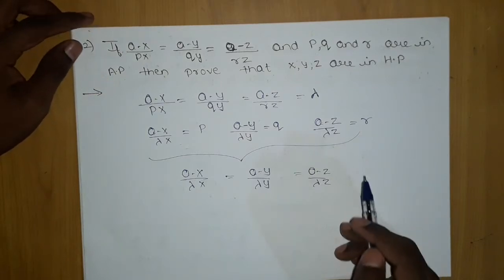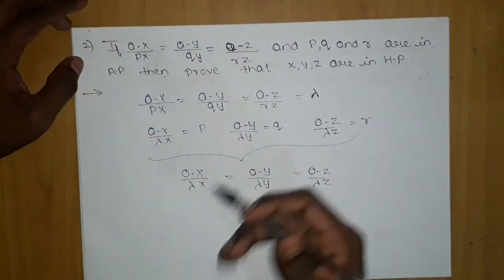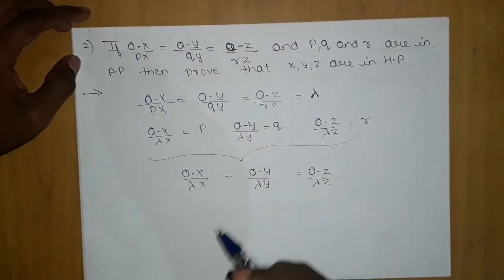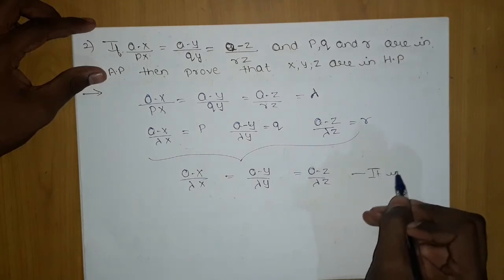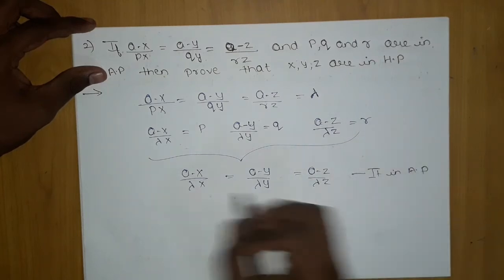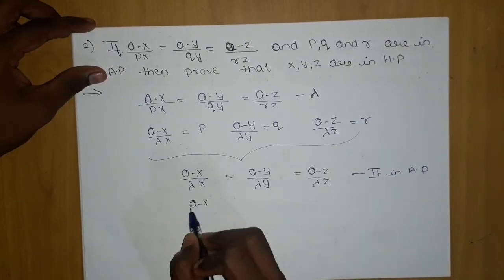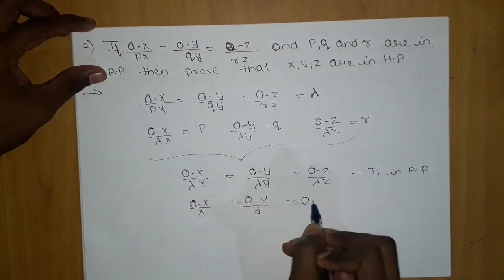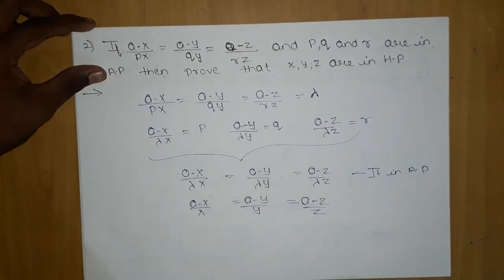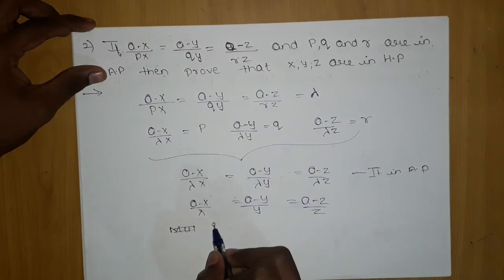Okay, although they are not able to click this at the first time, so I told them just do it 1, 2, then you will automatically be able to click this point. Now you know it is in AP. After this it is very easy: multiply throughout by lambda. What I get is (a minus x) upon x, (a minus y) upon y, (a minus z) upon z. Okay, now after this, just break the things.